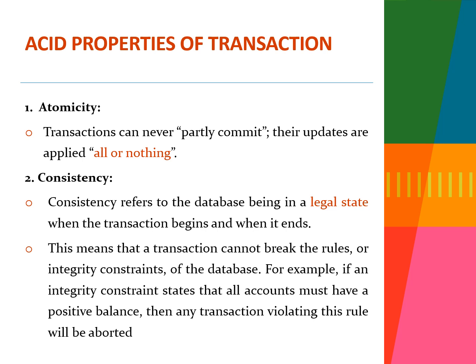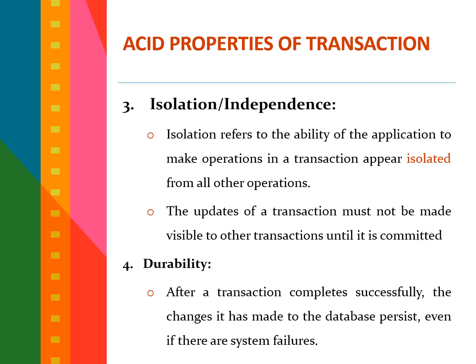So consistency ensures that the transaction can only bring the database from one legal state to another legal, or valid, state. This is the second property.